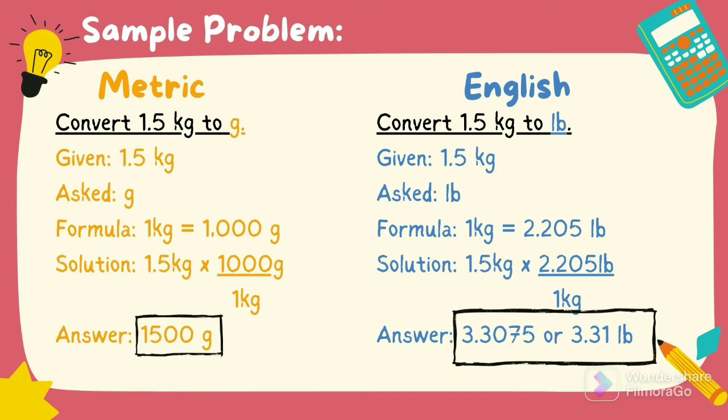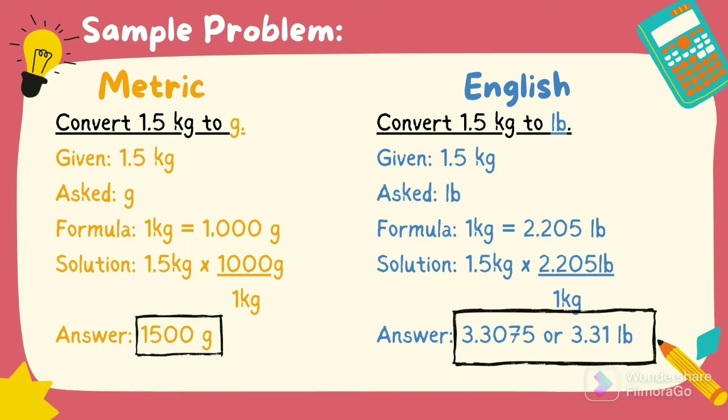Let us now proceed to our second problem. Now, we are tasked to convert 1.5 kilogram to the English unit pound. Let us write down the given, 1.5 kilogram, the ask, which is pound, the formula, 1 kilogram is equal to 2.205 pounds. To solve this, we will replace the given: 1.5 kilogram times 2.205 pound divided by 1 kilogram.